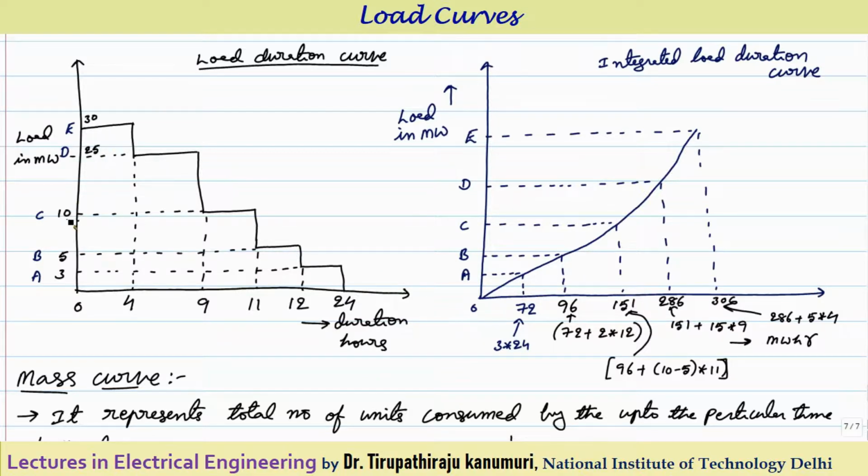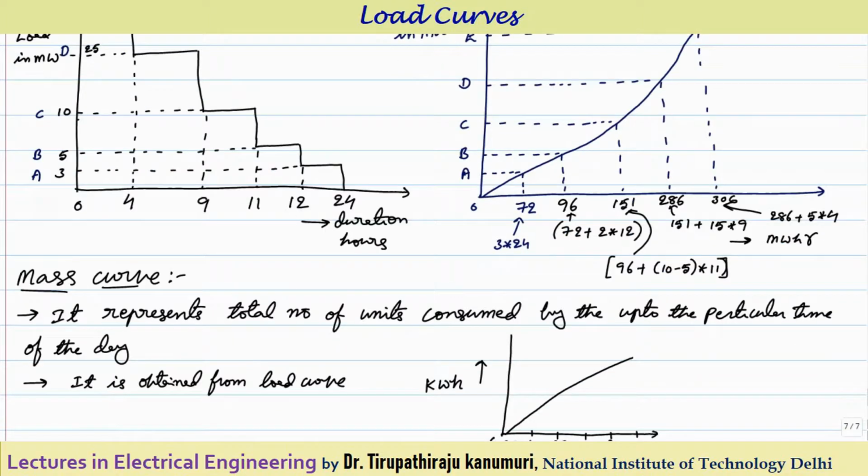So 25 minus 10 is 15. It is lying for how much duration? 9 hours. So adding this to 151 gives 286. Similarly, the last one will be the previous value, that means up to here 286, plus the area of this rectangle. You have to take the area of each of these rectangles. So this is called the integrated load duration curve.